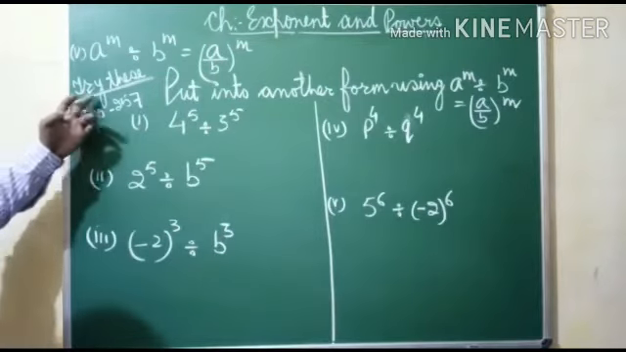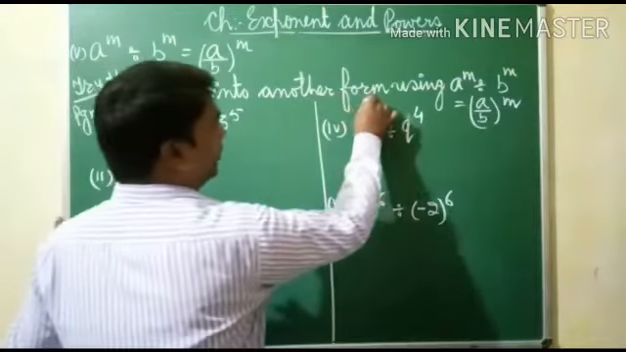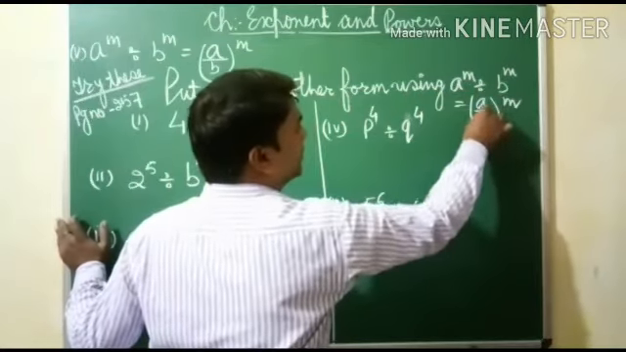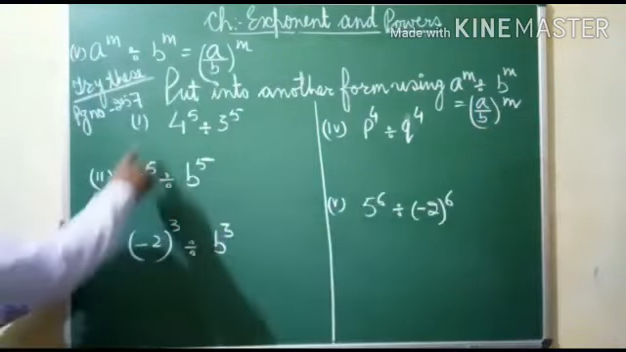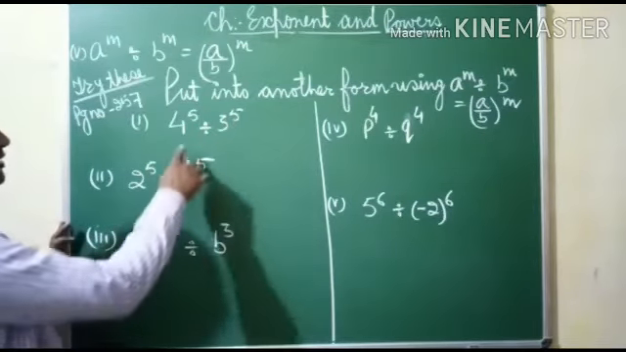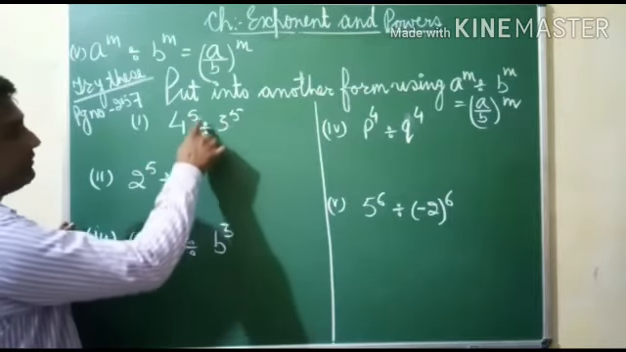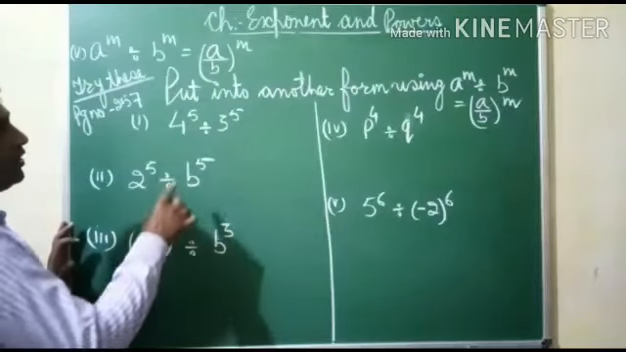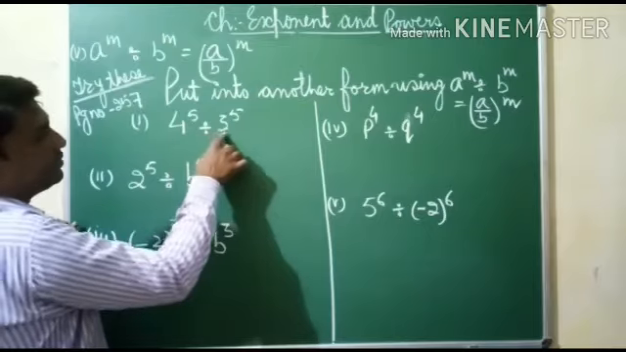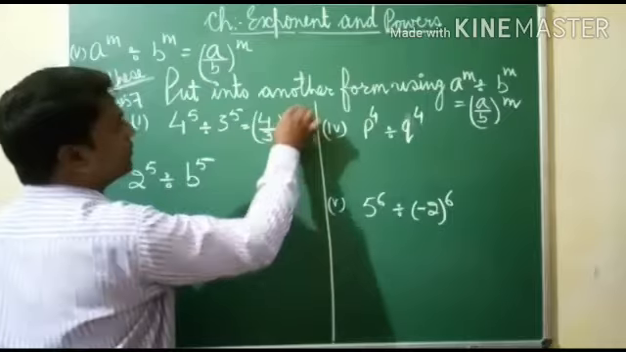Let us do some questions. Try these, page number 257. Put into another form using a raised to m divided by b raised to m, which is equal to a over b whole raised to m. First part, 4 raised to 5 divided by 3 raised to 5. Now in this part we can see that 4 raised to 5 divided by 3 raised to 5 have the same exponent 5. Therefore by using this law we get 4 raised to 5 divided by 3 raised to 5 is equal to 4 over 3 whole raised to 5.